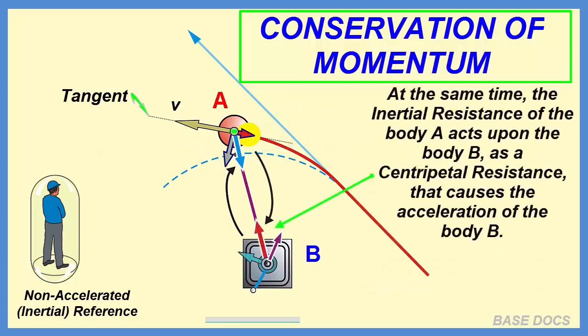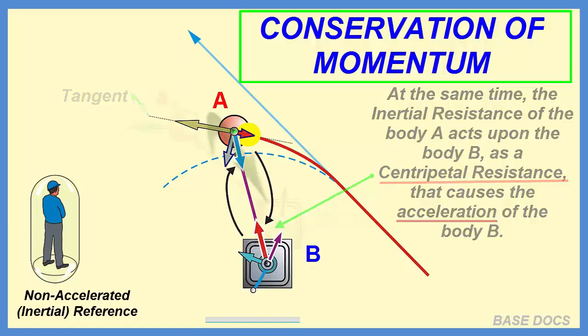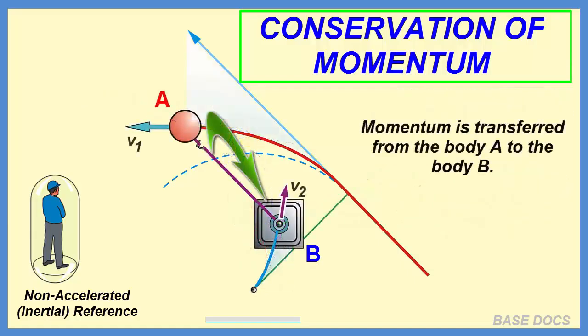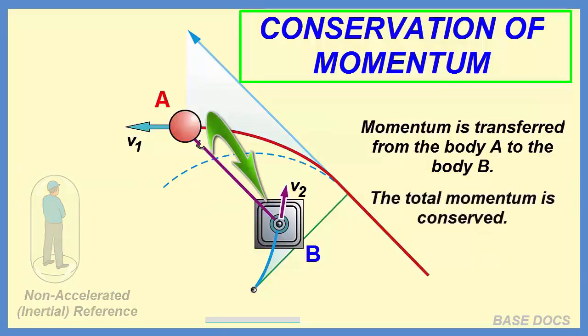At the same time, the inertial resistance of the body A to acceleration, that is, incurvation of its path, acts upon the body B as a centripetal resistance. That causes the acceleration of the body B. Therefore, momentum is transferred from the body A to the body B, which means that the total momentum remains conserved.